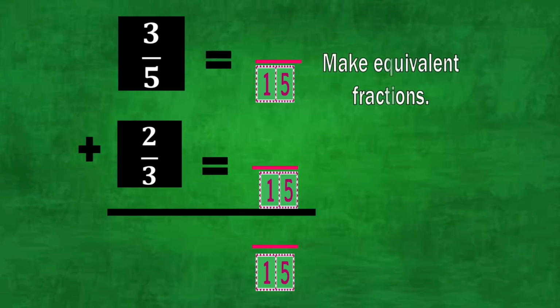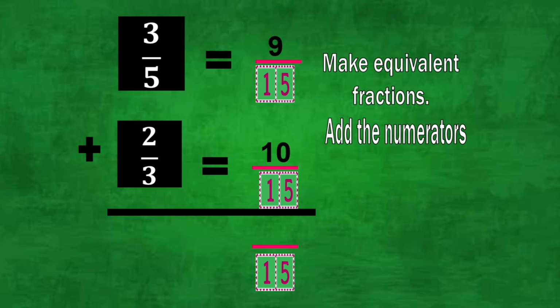Then make equivalent fractions. 15 divided by 5 times 3 is equal to 9. 15 divided by 3 times 2 is equal to 10. Then add the numerators. 9 plus 10 is equal to 19. Our answer is 19 over 15.